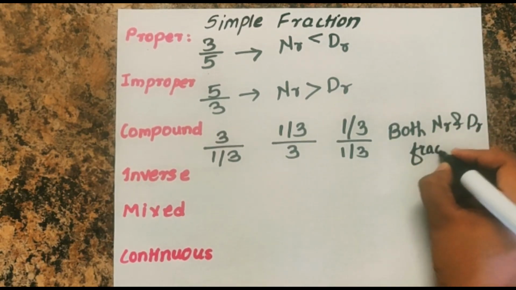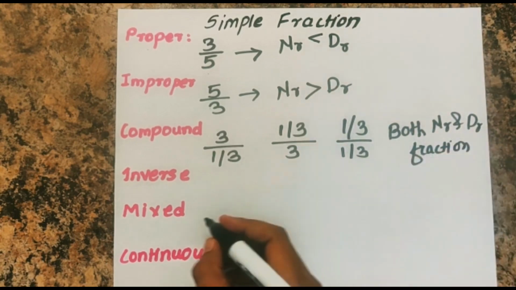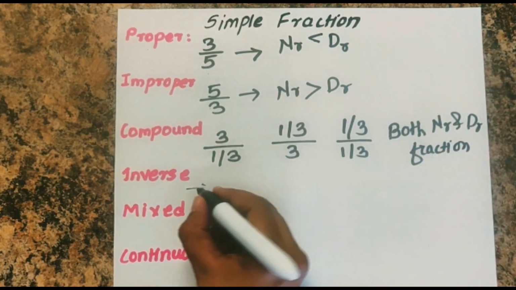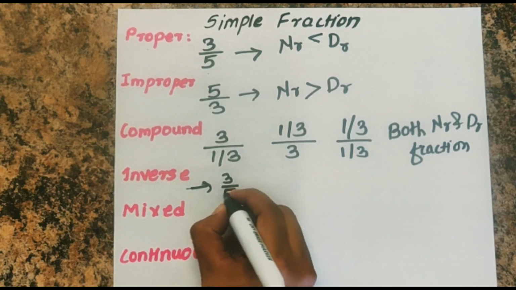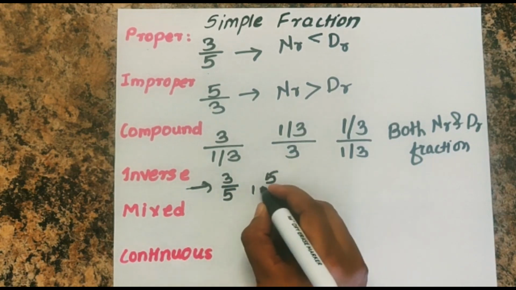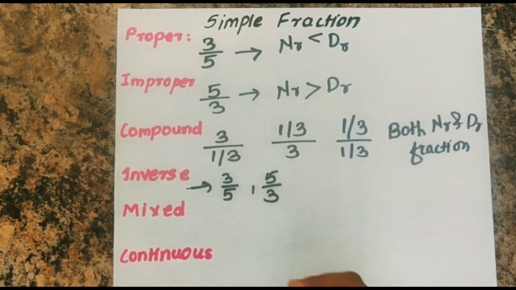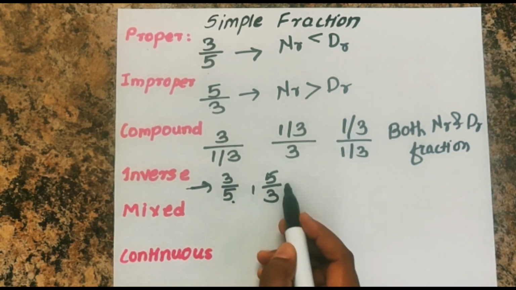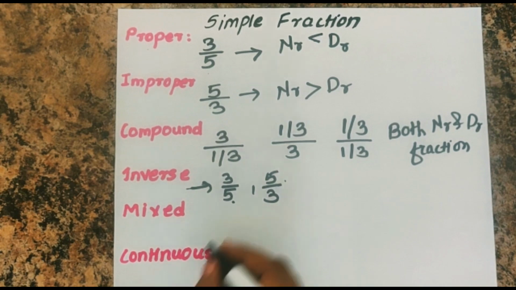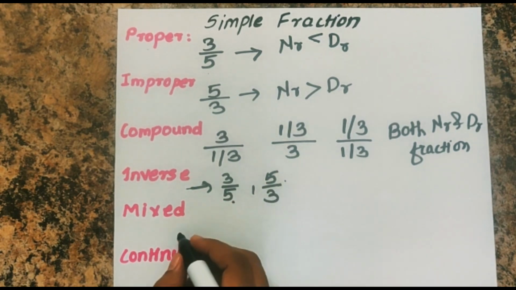What is inverse? How to find the inverse of a fraction? If 3 upon 5 is a fraction, its inverse will be 5 upon 3, where you change the position of the numerator and denominator. So 5 here, the denominator, becomes the numerator, and 3, the numerator, becomes the denominator.